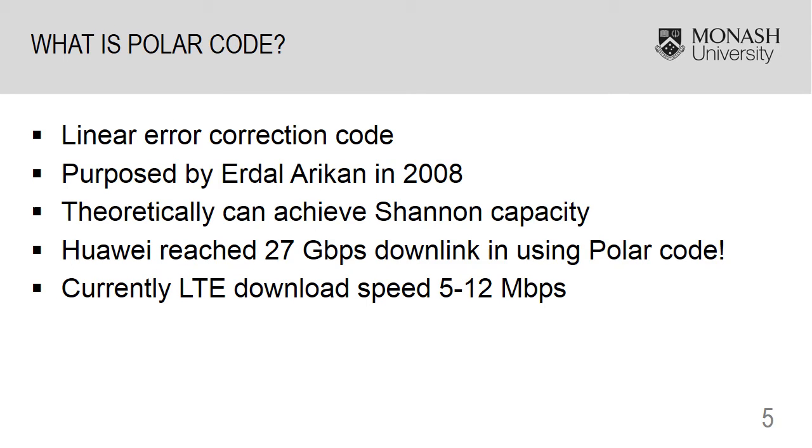Polar code is a linear error correction code. It was proposed by Erdal Arikan in 2008. Theoretically, it can achieve channel capacity. Huawei, one of the leading mobile wireless technology companies, has announced that they've reached 27 Gbps downlink using Polar code. Currently, 4G LTE technology can reach a download speed of 12 Mbps. So using Polar code, the download speed can be a lot faster than using LTE technology.